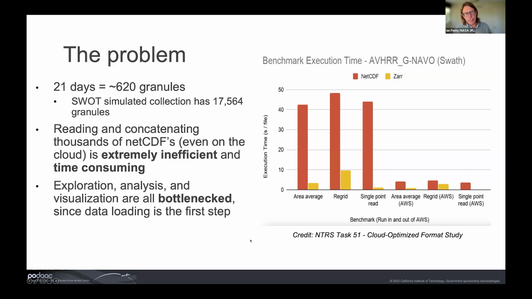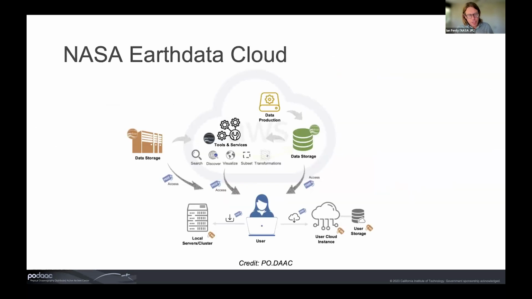But the question is, for me, and probably for many of you, how the heck do we do that? Just because someone throws the word cloud around doesn't mean we know how this is actually going to help us in practice. So Jimbo has this really nice role sitting between the SWOT mission and NASA's physical oceanography data center, the PODAAC.